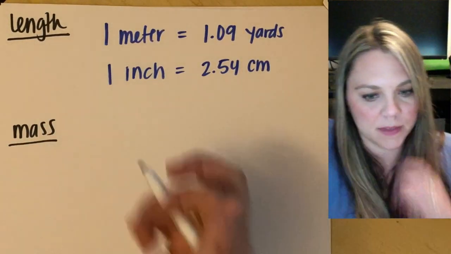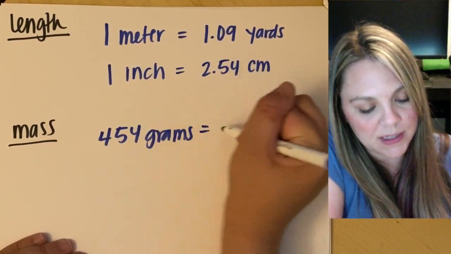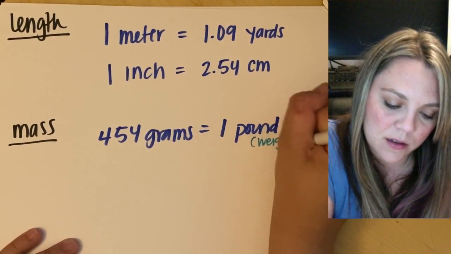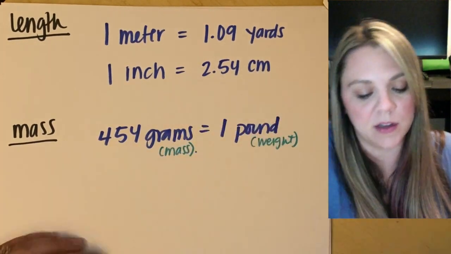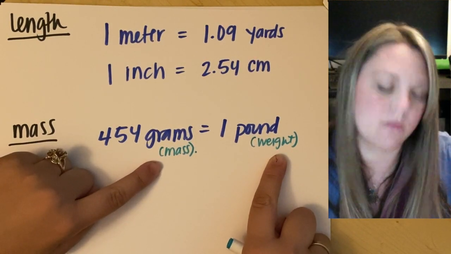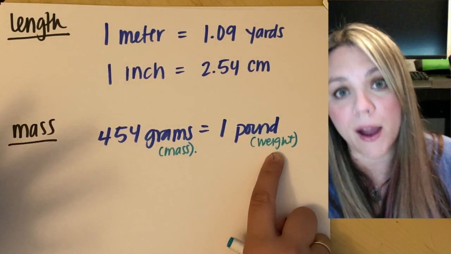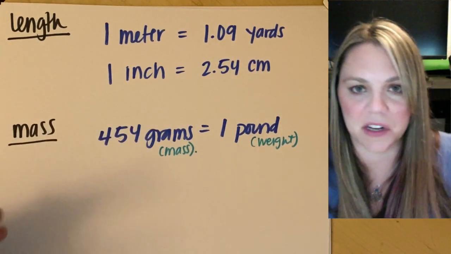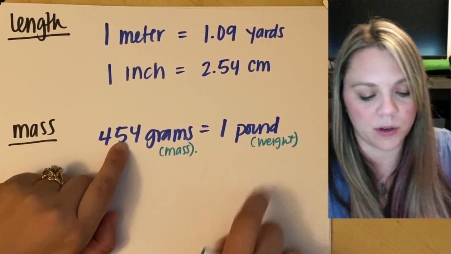Mass, okay? 454 grams is about 1 pound. Technically, pound is a measure of weight. Grams is a measure of mass. It's beyond our pay grade in Chem 2A. It gets into a little bit more of physics and such, talking about weight with the pull of gravity, the force of gravity on your mass. Mass is just how much stuff is there in an object. But either way, that's how we would convert 454 grams to 1 pound.